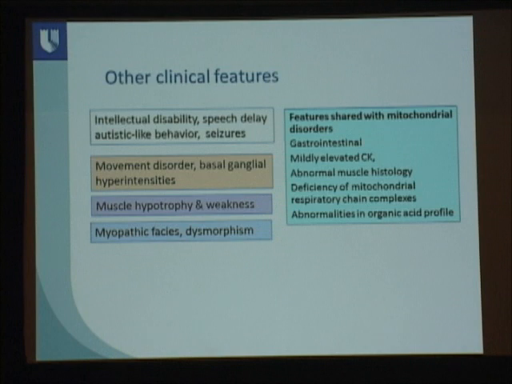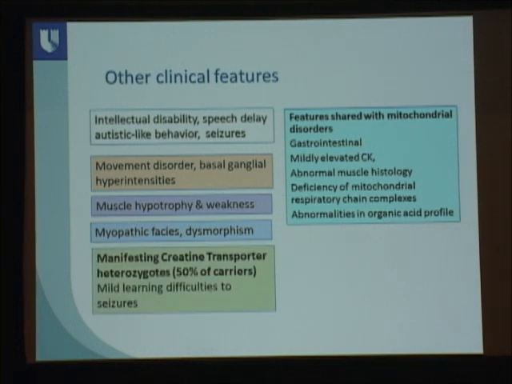And there is overlap, of course, with mitochondrial disorders in metabolic chemistry. So here we have gastrointestinal dysmobility, which is a real issue for the creatine transporter patients. And we see organic acid abnormalities in the urine. Some patients have been misdiagnosed as having a mitochondrial disorder because when they had muscle complexes measured, these were deficient.